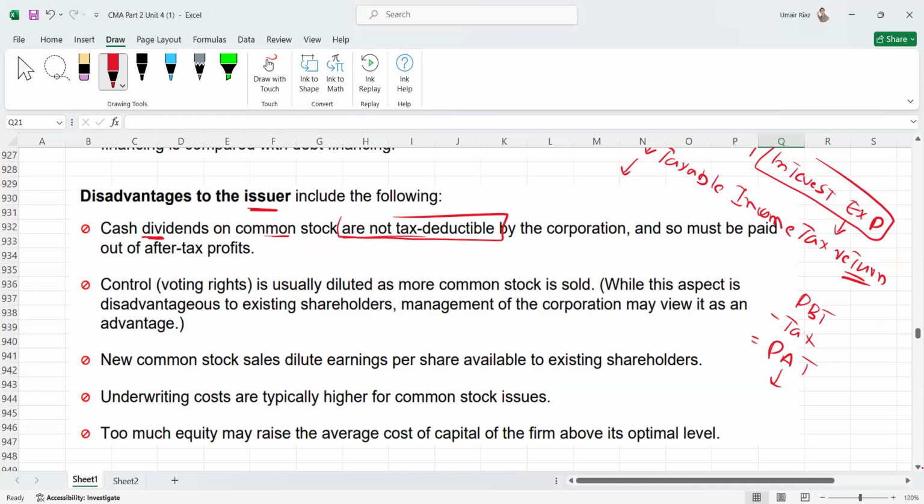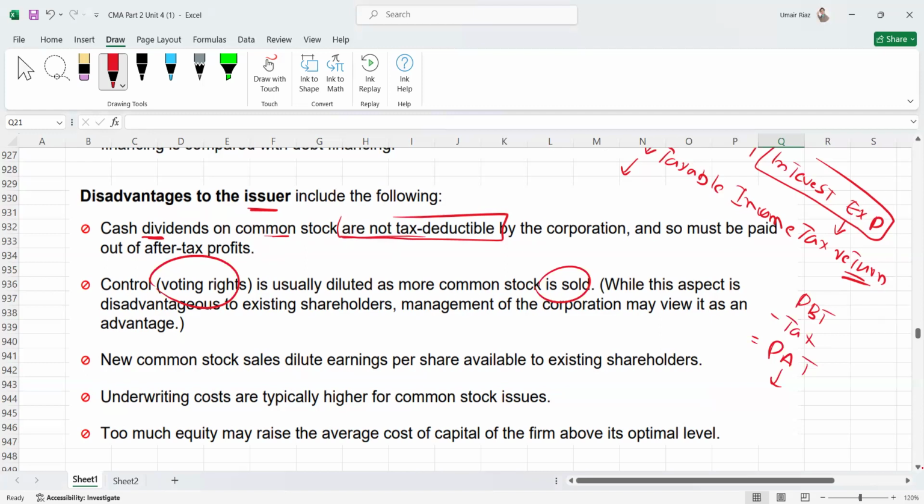So the second disadvantage is that whenever we issue common stock blindly, we know the common stock has voting rights. So what is the risk here? The voting rights may dilute as more common stock is sold. Obviously, if you issue common stock blindly, the voting rights of the existing shareholders may reduce if they are not buying. Due to this reason, you may lose control also. The shareholder who is controlling the firm may lose control as well.